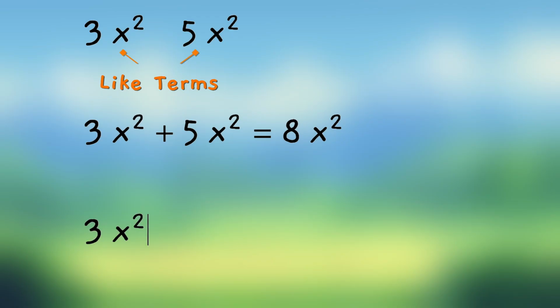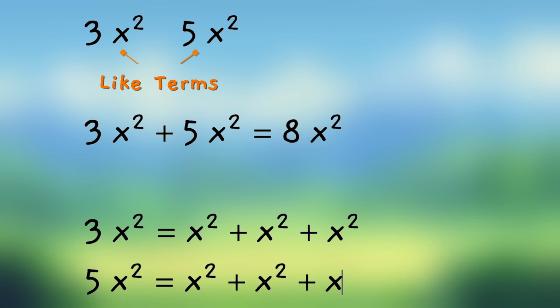So 3x squared is the same as x squared plus x squared plus x squared. And 5x squared is the same as x squared plus x squared plus x squared plus x squared plus x squared. So if you combine 3x squareds with 5x squareds, you get 8x squareds. This is why 3x squared plus 5x squared equals 8x squared. Even though we don't know what x is, we can still add these like terms together.